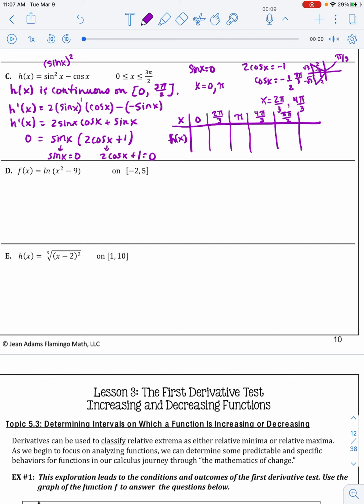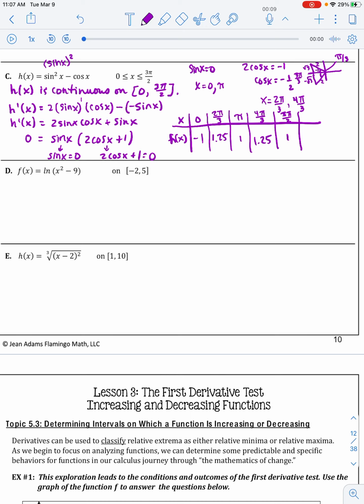And so if you get that in your calculator, you'll see that you have negative 1 at 0. You've got 1.25 at 2 pi over 3. You've got 1 at pi. You've got 1.25 at 4 pi over 3. And you've got 1 at 3 pi over 2.